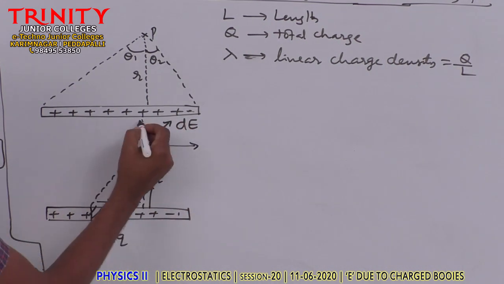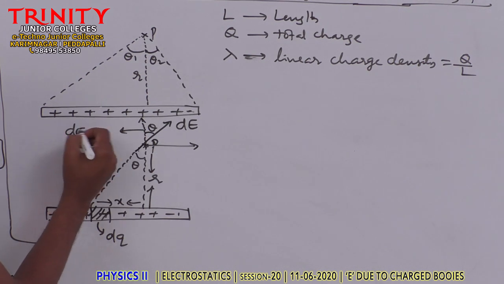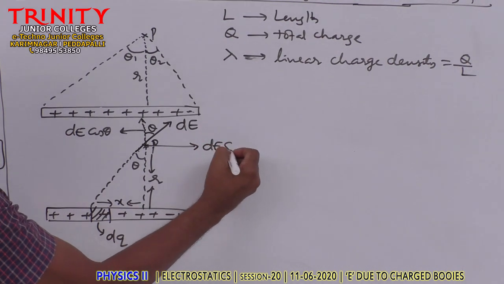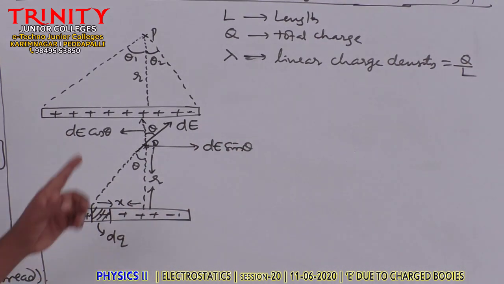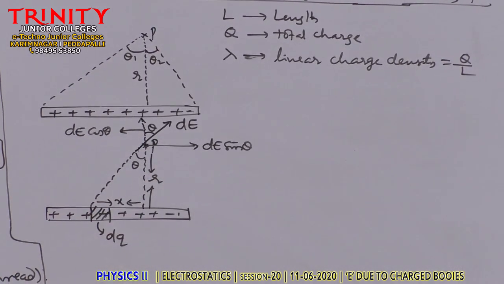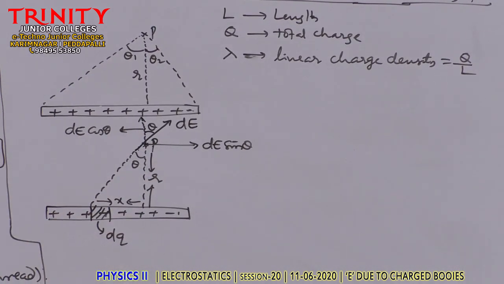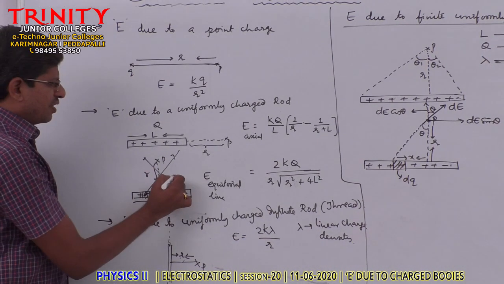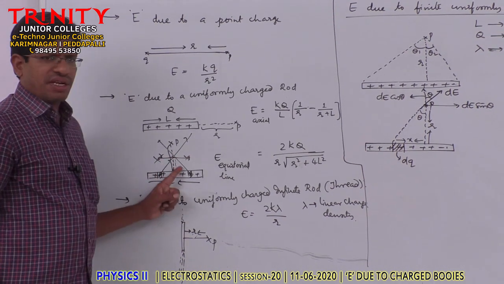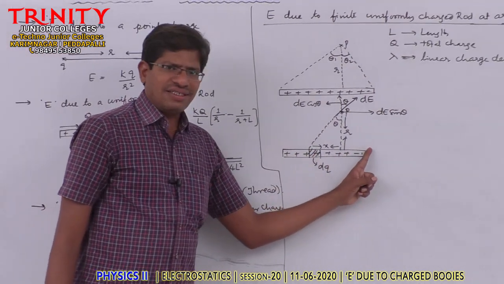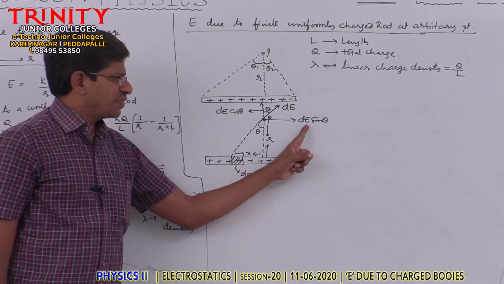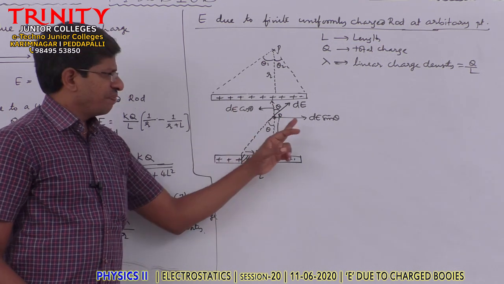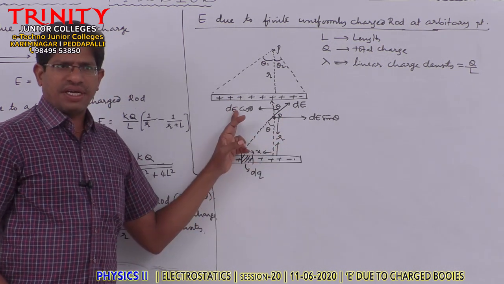The adjacent component is dE cos theta, and this will be dE sin theta. And see, they will not be cancelled as we did here. In that case, for every element here you will find another element, therefore the horizontal components cancel. But here you don't find an exact pair element, therefore this will not be cancelled. Therefore we will be getting two intensity values, along the x-axis and along the y-axis.